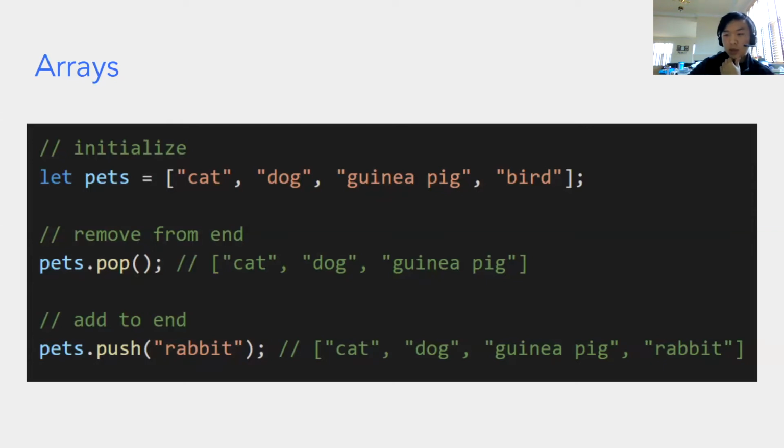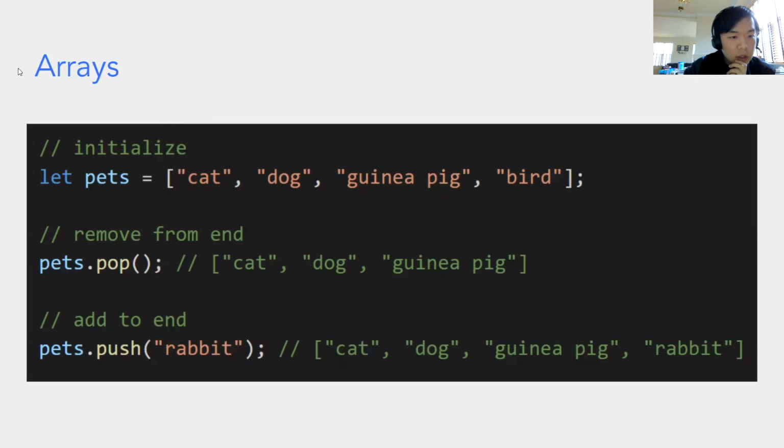In this case, we can push rabbit onto the end of the array, and pets has now been updated and is now 1 element longer. There are lots of other commands you can run on arrays. So I will talk about a few more of those later.